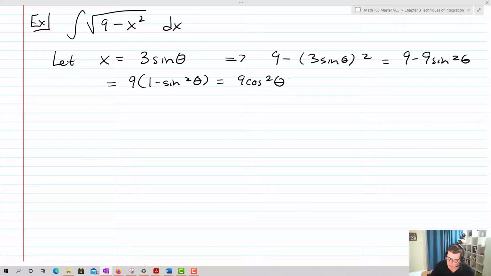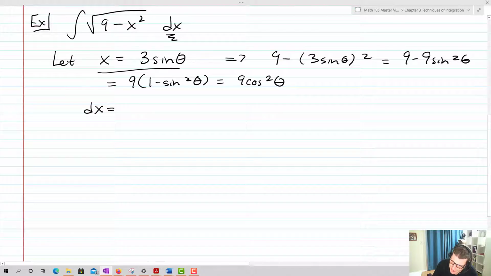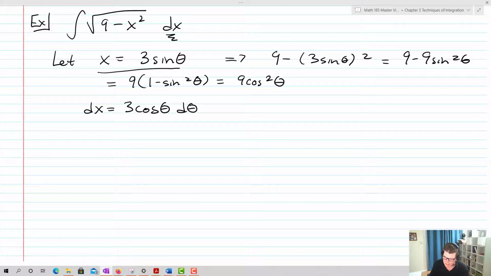So let's do that. We're going to let x equal 3 sine theta. And that means that dx, my derivative of x, since I'm going to need something to substitute there in terms of theta, is going to equal 3 cosine theta d theta. The derivative of 3 sine theta is 3 cosine theta d theta. Okay? So now I'm going to go in and substitute.